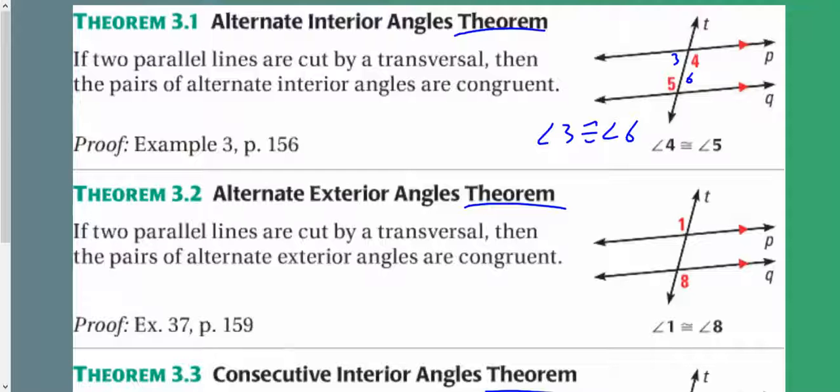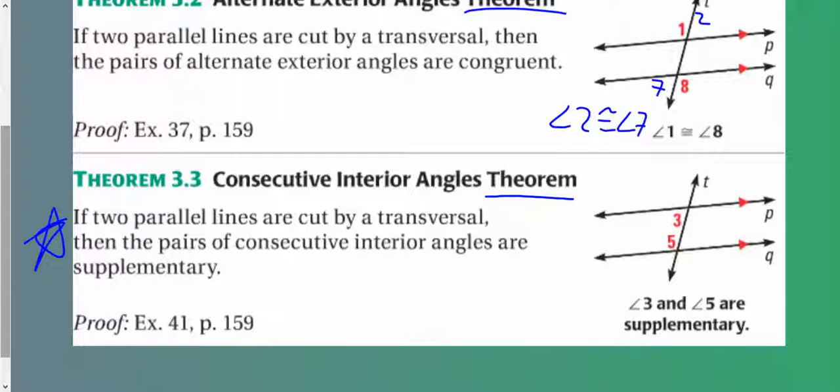And the next one is alternate exterior, so not only is 1 and 8 congruent, 2 is also congruent to 7. And the last pair, this is the one you got to be careful with. This is the other one that's kind of trickier to explain and show you guys.